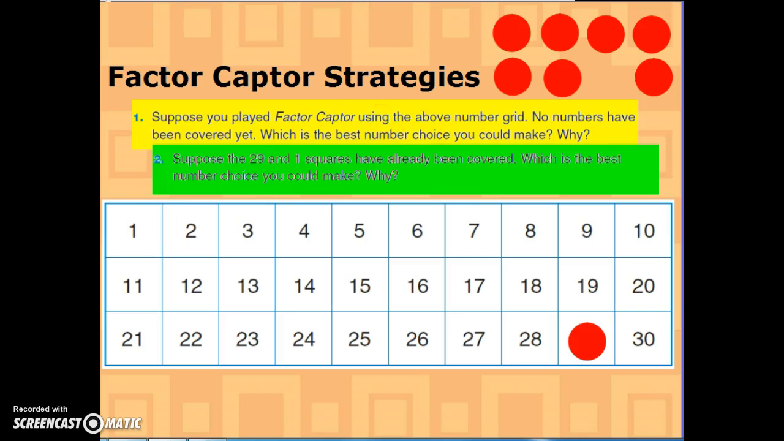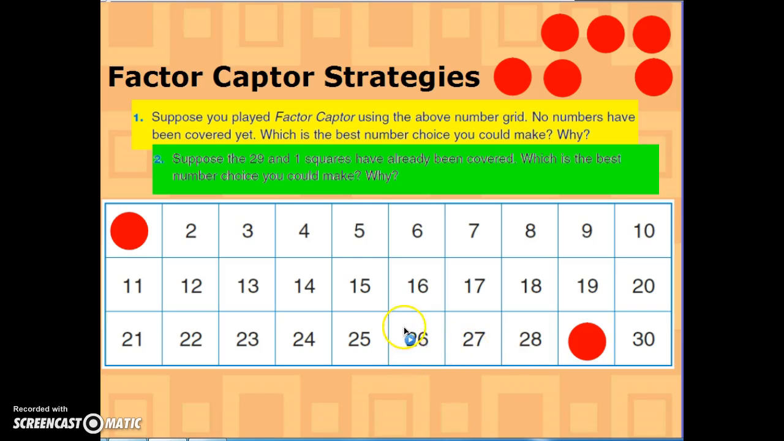Now if it's my partner's turn, and 29 and 1 have already been covered, so we'll cover that one, what's the best number choice to make? So again, I'm looking for numbers that have very few factors, numbers that are prime. Okay, a lot of people would say, well, 30 would be a lot of points, but 30 has a lot of factors. I could do 5 and 6, I could do 1 and 15, or I'm sorry, 2 and 15. So that might not be the best choice.